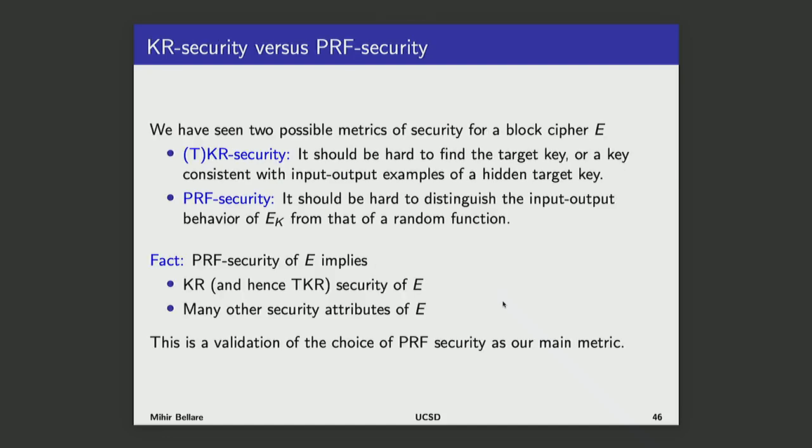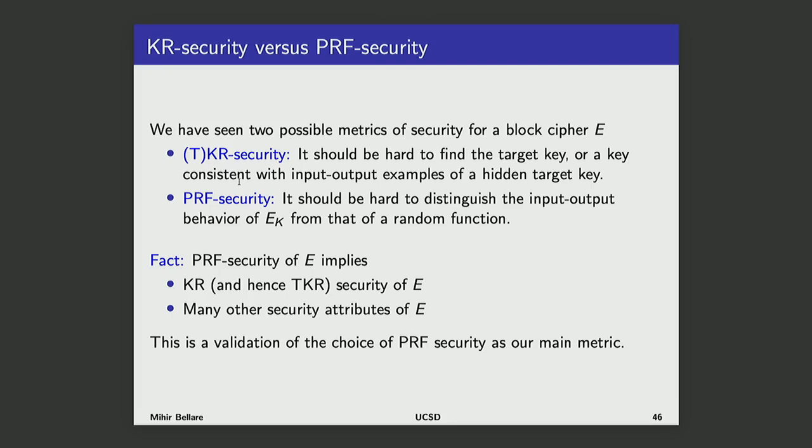Okay, so now that we've understood what PRF security is, one natural question that arises is, if I hand you something like a block cipher, you have two different ways to assess security. In fact, you have three. You can ask about key recovery security, which comes in two forms, the target and consistent. Or you could ask about PRF security. And maybe you'll get different answers. So which are the things you should care about?